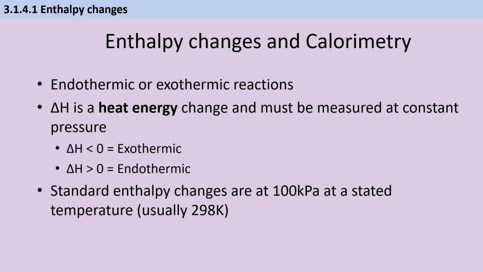Delta H is the symbol used to denote an enthalpy change, which is a heat energy change measured under conditions of constant pressure. If the value of delta H is negative, then the reaction is exothermic, and if it's positive, then the reaction is endothermic. We measure standard enthalpy changes at 100 kilopascals and a stated temperature, which is usually 298 Kelvin, but could be a different temperature if that's what's stated.